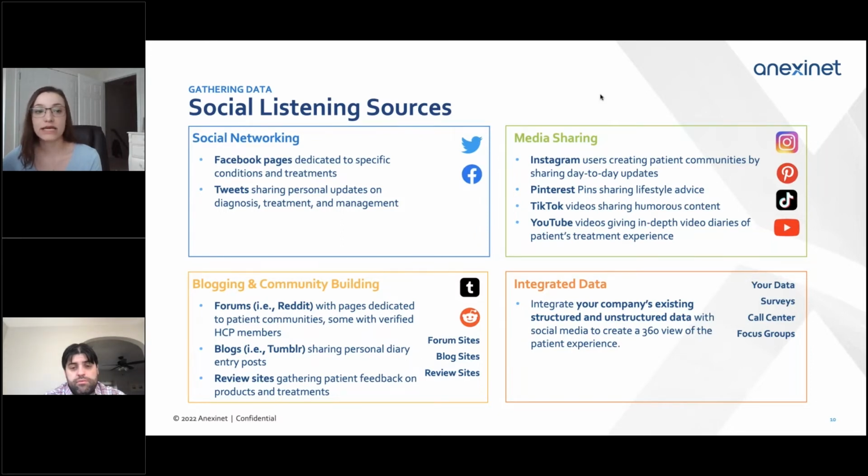And then finally, integrated data. So something we're uniquely suited to do is incorporate proprietary data from client teams. These data sources can be consumer support center data, survey data, focus group data, and these can be analyzed on their own or can be layered with social data to provide a holistic understanding of your strategic objectives.